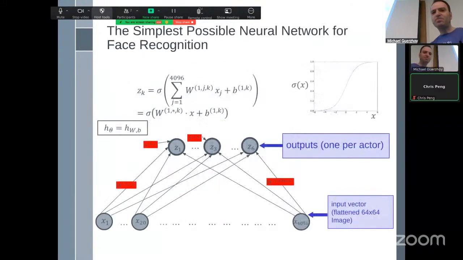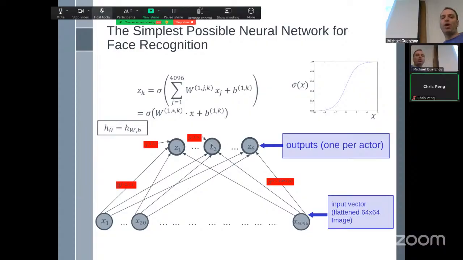So here's the simplest possible thing that's technically a neural network that can do this job. This is a picture that just represents the formula up there. It's nothing more than that, but it's a convenient way of thinking about it. So the formula is we have 6 outputs. We had 6 people in the training set, so 1 output per person. Those would be Z1 through Z6.